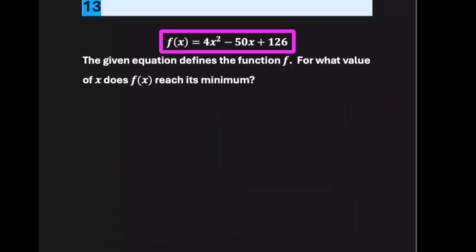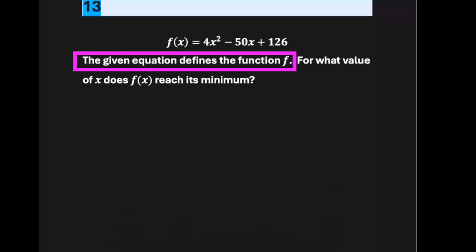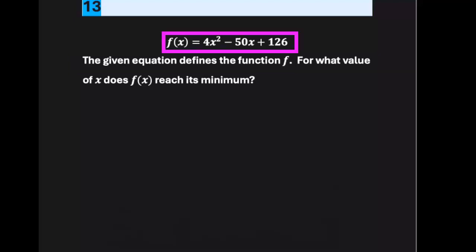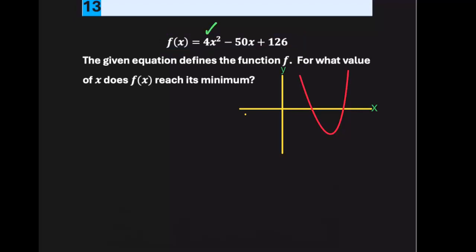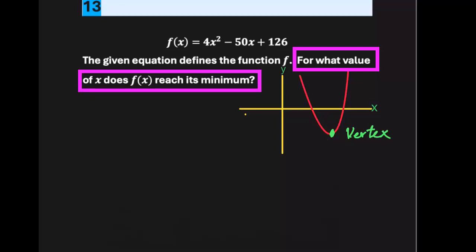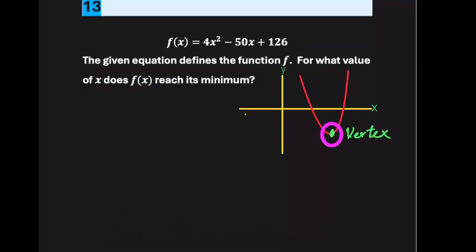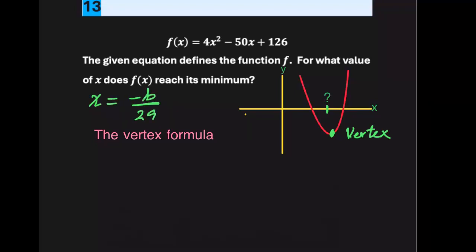Okay, we have this equation. The given equation defines the function f. So this equation has this graph. If the coefficient of x squared is positive, the parabola opens up. Here's the vertex, and the question is asking for what value of x does f of x reach its minimum. So the minimum is this vertex here. So to find that value of x, we're going to use the vertex equation, which is x is equal to negative b divided by 2a. And the coefficient of x squared is a here and c.